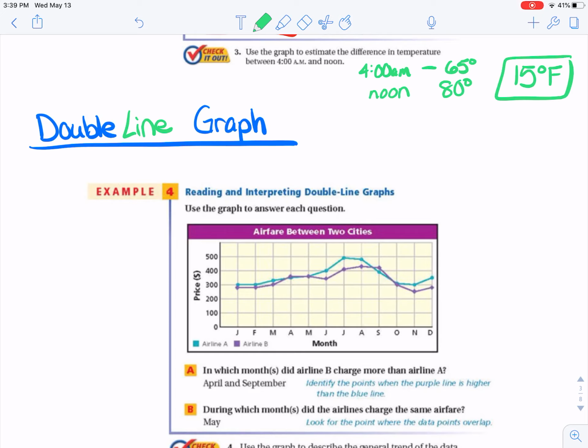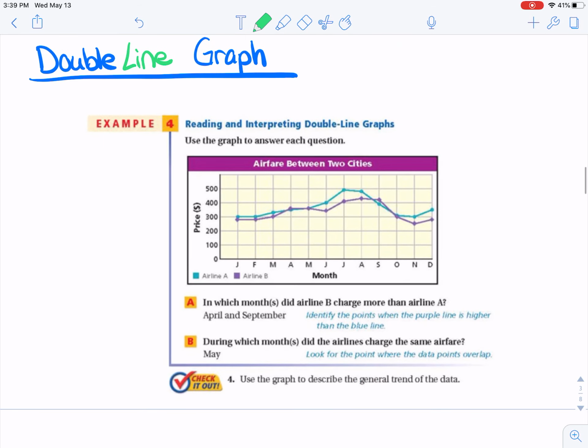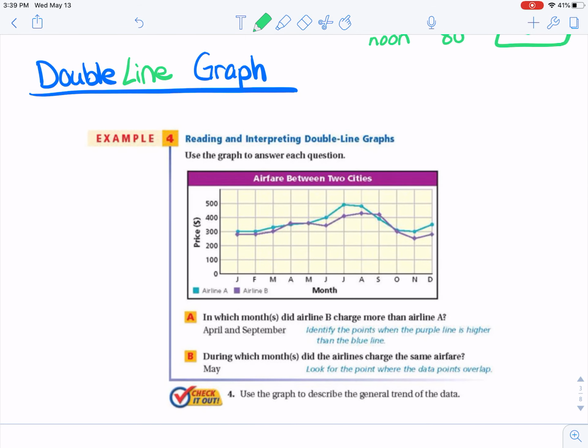The blue one tends to be higher most of the time. The purple only gets higher a little bit during two specific months. All right, so we're just reading the graph, interpreting the data. In which months did airline B charge more than airline A? So airline B is the purple one. So I want to see where purple gets ahead. Looks like right here it gets ahead. It's a little scooch more than the blue line. Looks like this would be the second one right here, which that would be April and September.